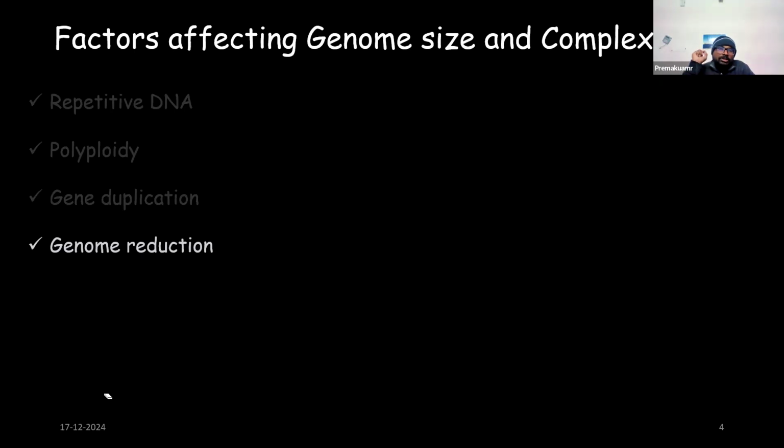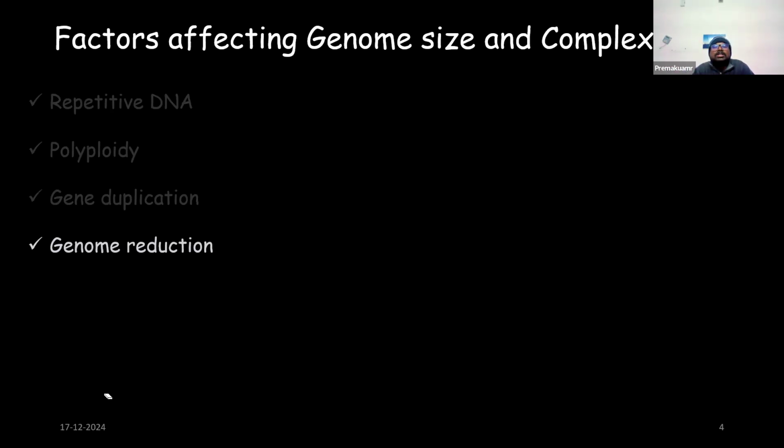Most progenitor species you take, they are all polyploids. But nowadays, most of the cultivated species you take are diploids, because during evolution there is a reduction in the genome, and there will be a split in the polyploids. It's also one of the major causes of speciation.